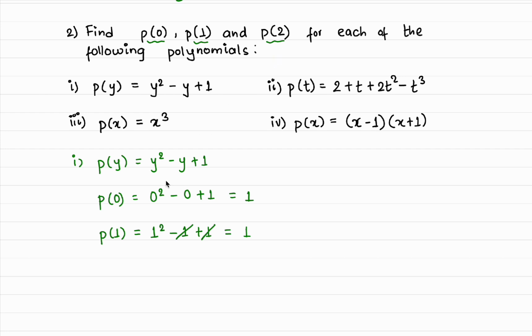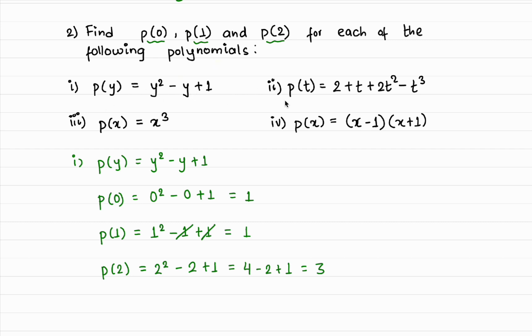Let's do the third one. So we need to find p(2). So we have y is 2 in this case, so y square is going to be 2 square minus 2 plus 1, which is going to be 2 square is 4 minus 2 plus 1. This equals 3, right? 4 minus 2 is 2, 2 plus 1 is 3, and done. That's it. Okay, so in the first question, we just put these values 0, 1, and 2 in these expressions, and you'll get your answer.